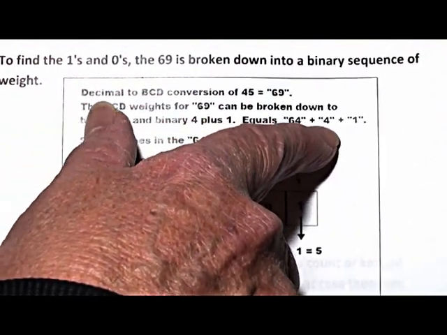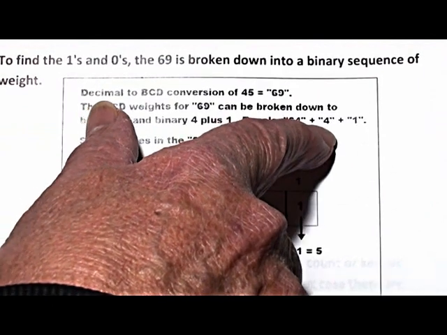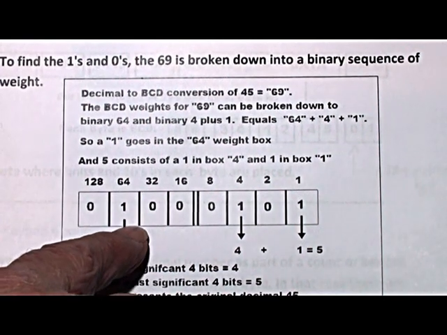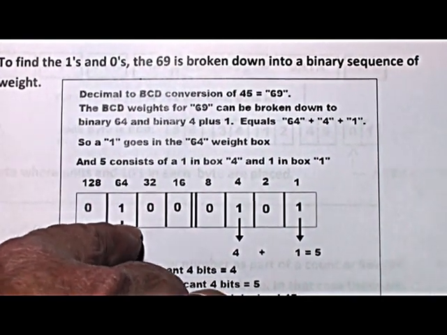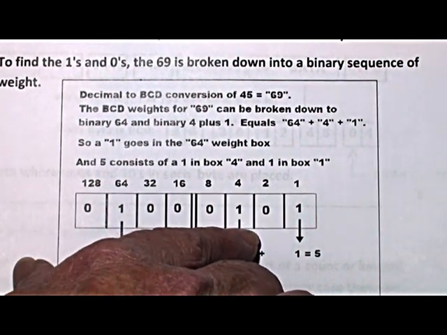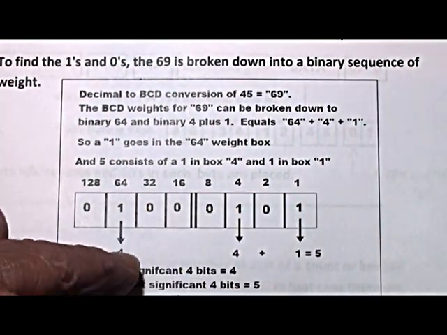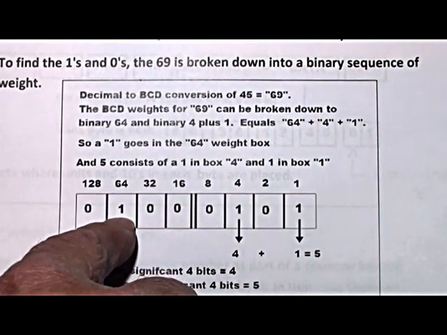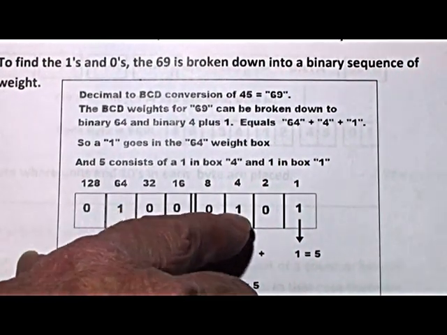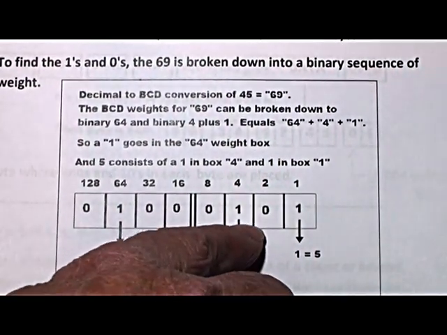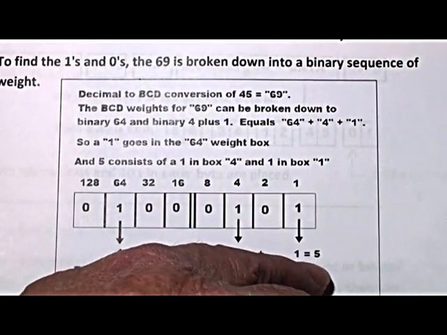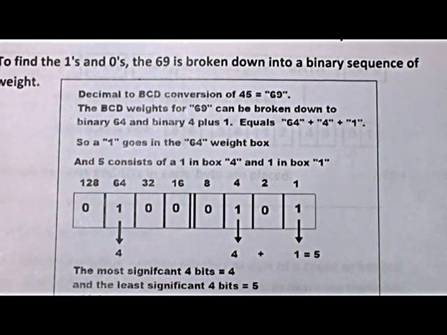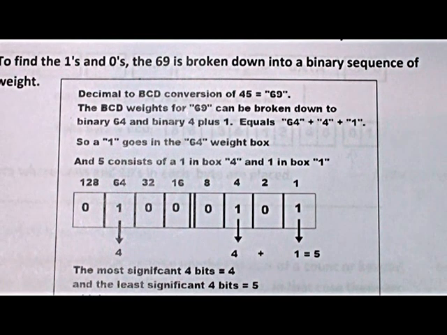64 plus 4 plus 1. You'll notice these are binary weights. 64 on an 8-bit byte is in that block there. That's actually wire number 2. 4 is way down here and 1 is way down here. Now if you have a close look, if you just take a 4-bit chunk of the byte, that actually is 4 because it's in that position, as in that one there. So we have 4. The 5 is a 1 here and a 1 there, which adds up to 5. That adds up to 45, which is what the radio sees. It doesn't see 69, it sees 45.